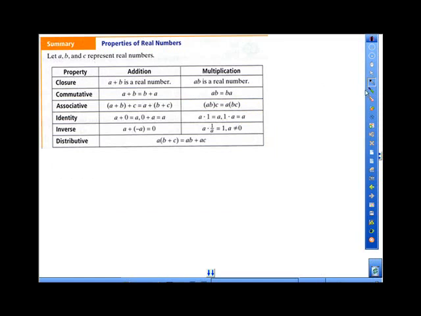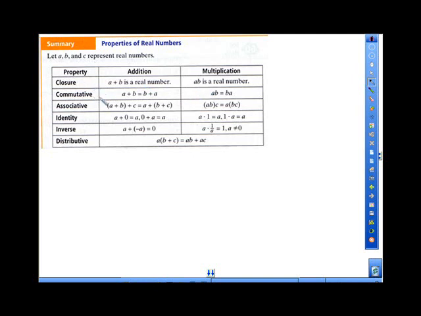Properties of real numbers now. The closure property for addition and multiplication. All this says is a plus b will result in a real number. For example, 2 plus 4 gives you 6. That's a real number. 2 times 4 gives you 8. That's a real number. So that's the closure property.